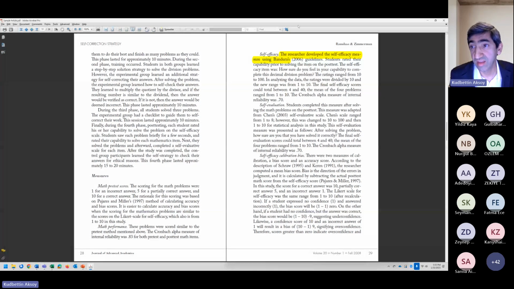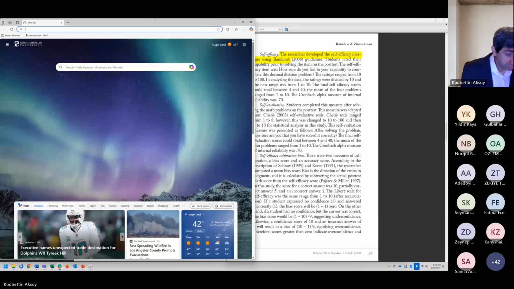This is how self-efficacy students rated their capability prior to solving the item. You see, it allows us to replicate this. And same for self-evaluation, same for self-calibration bias, and math performance. We have all 4 continuous variables operationally defined. It doesn't directly tell you word for word that this is the operational definition, but you can easily say how they gathered the data.